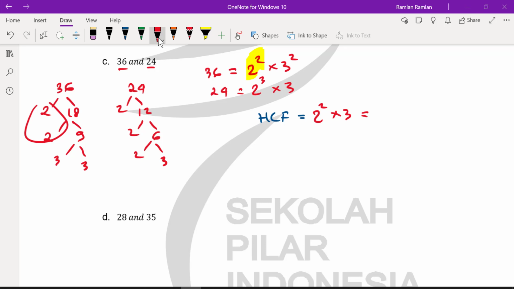Okay, just multiply this. This is 2 times 2, which is 4. 4 times 3 is equal to 12. So that is the highest common factor.